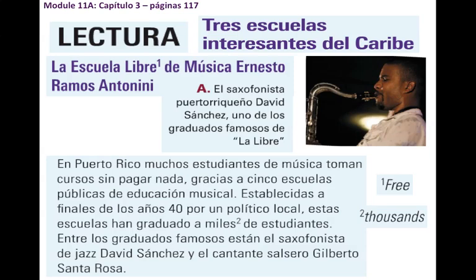En Puerto Rico, muchos estudiantes de música toman cursos sin pagar nada, gracias a 5 escuelas públicas de educación musical. Establecidas a finales de los años 40 por un político local, estas escuelas han graduado a miles de estudiantes. Entre los graduados famosos están el saxofonista de jazz David Sánchez y el cantante salsero Ismael Santa Rosa. So you get the gist of it, that this is a free school established at the end of the 40s, graduating thousands of students.